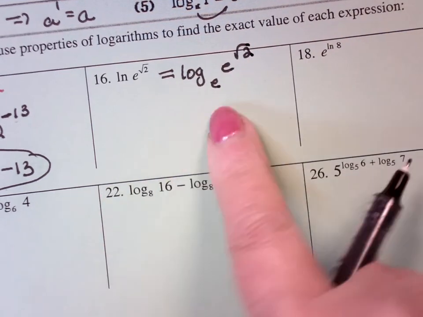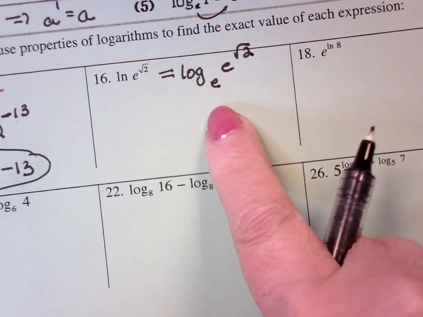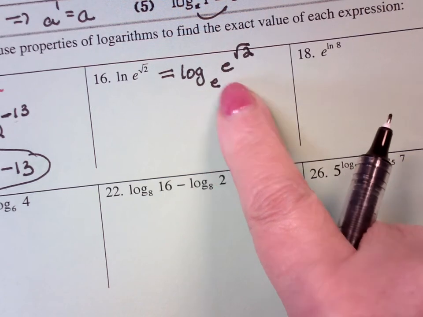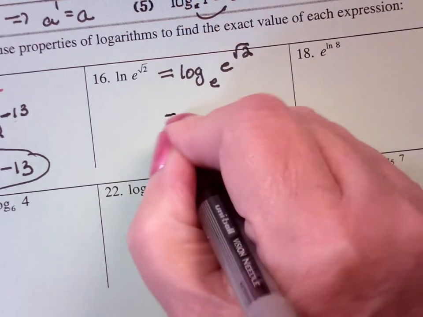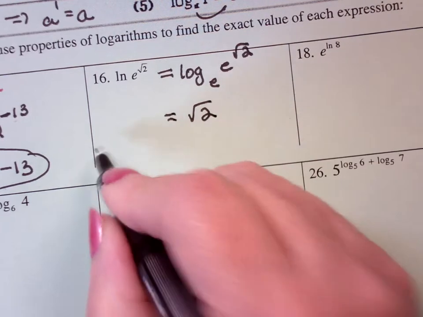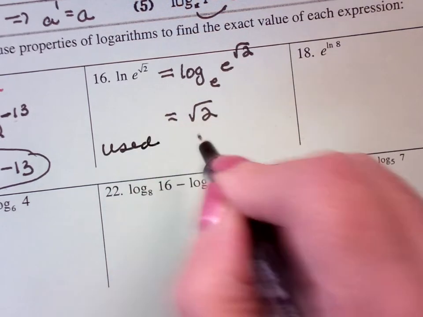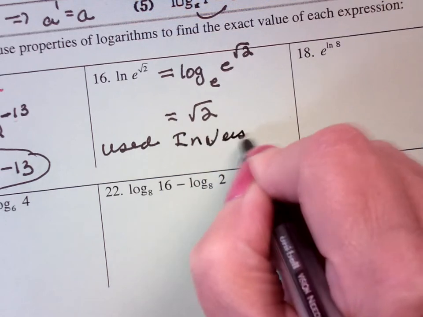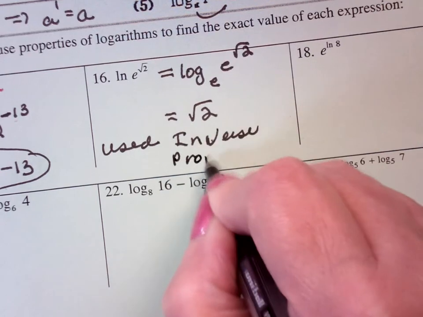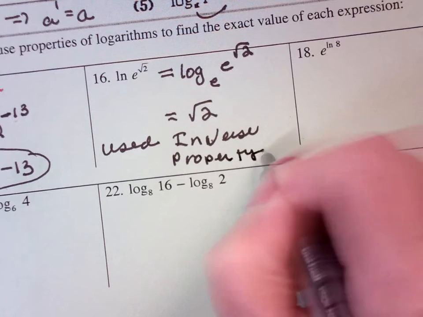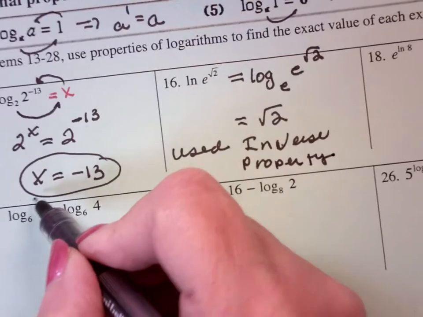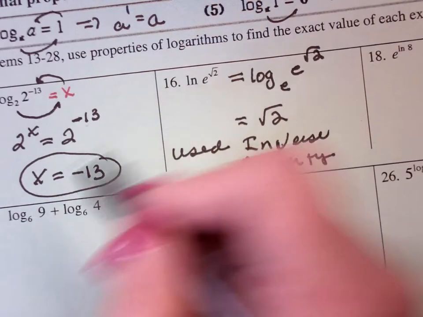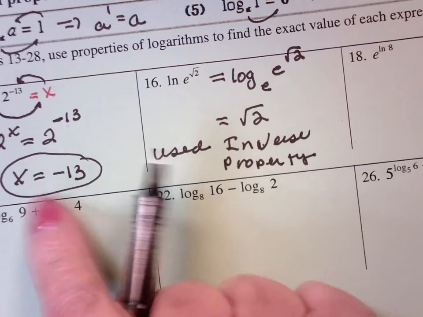Now here, if I wanted to use the inverse property, log base e of e to the square root of 2 is just the square root of 2. And here I used the inverse property. And then here I rewrote and solved an exponential equation.